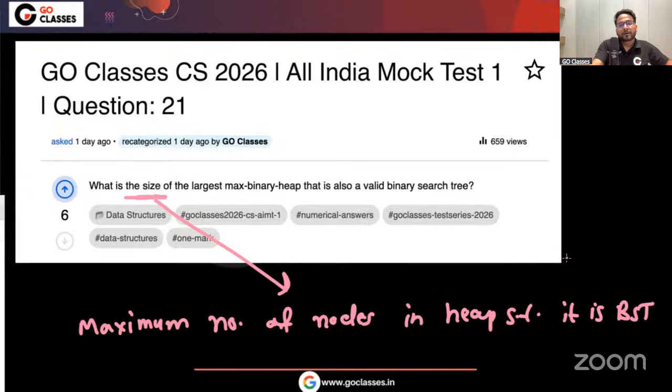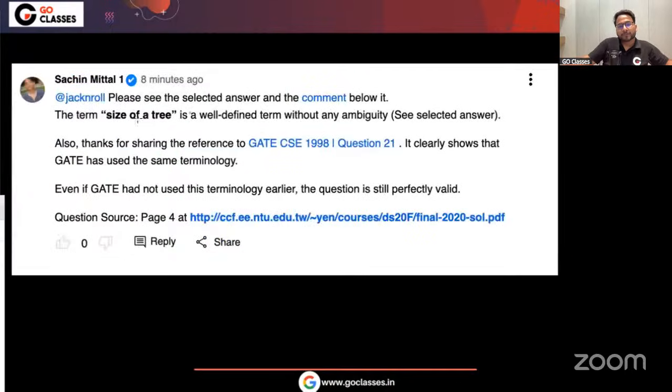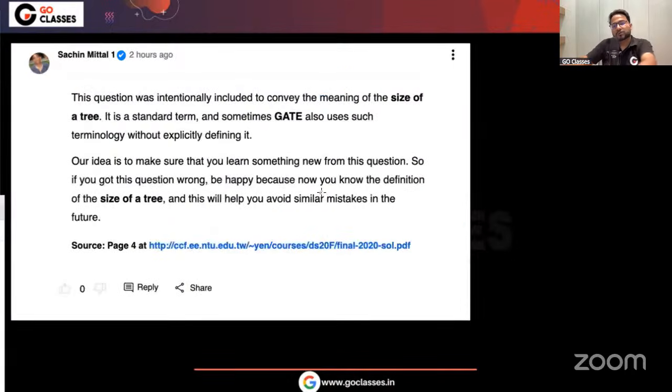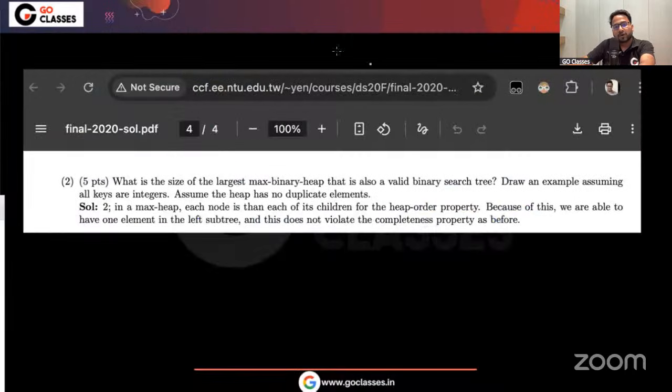Okay. So see here that the term size of a tree is a well-defined term without any ambiguity. Also, actually, one of the students shared this GATE 1998 question, so I just said okay, thank you. Even if GATE had not used this terminology earlier, the question is still perfectly valid. In fact, I've taken this question from this source. On that source also, they are just saying, what is the size of the largest maximum heap that is also a binary search tree.